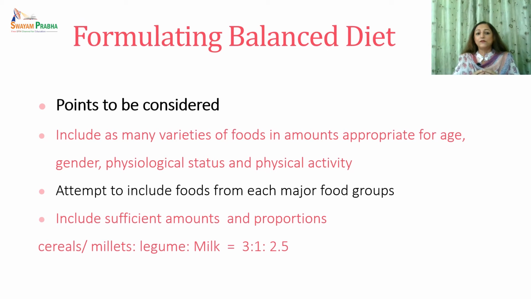And the second important point is to attempt to include foods from each major food group. As we have already discussed, we should be including food from energy yielding, bodybuilding, and protective foods. And now the latest guidelines say that we should include sufficient amounts and proportions of all these food groups. For example, the cereals and the pulses, we need them in good proportion. So the latest suggested proportion given by ICMR is that we should include cereals and millets, legumes and milk in the proportion of 3 parts of cereals and millets, 1 part of legume, and 2.5 parts of milk.